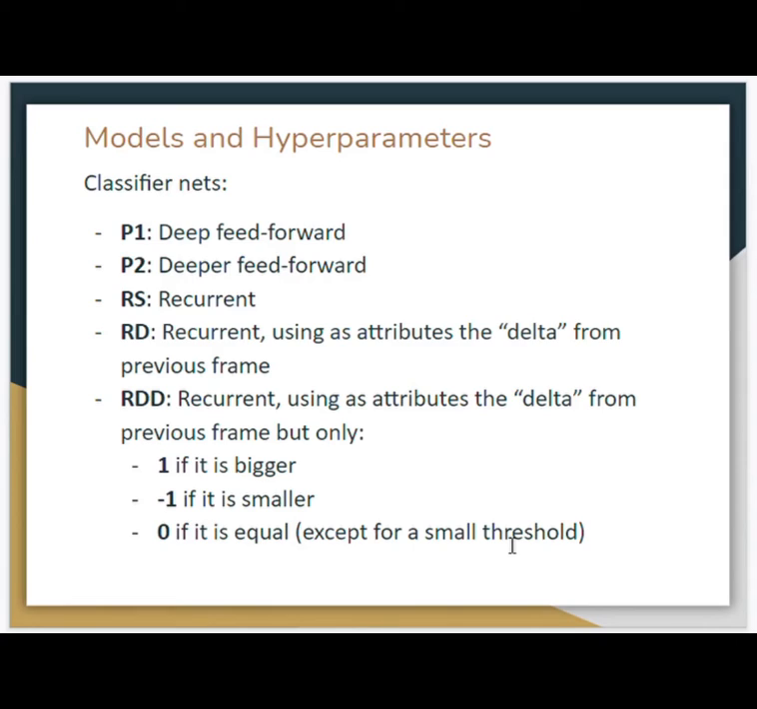These are the classifier nets. We first tried 2 feed-forwards, one deeper than the other, and then 3 recurrent networks. The first one uses the raw data. The second one uses the difference from the previous frame, and the third one gets its input as 1, -1, or 0, depending on whether the value is higher, lower, or equal. We also experimented with the number of epochs of training and the number of frames taken from the video.